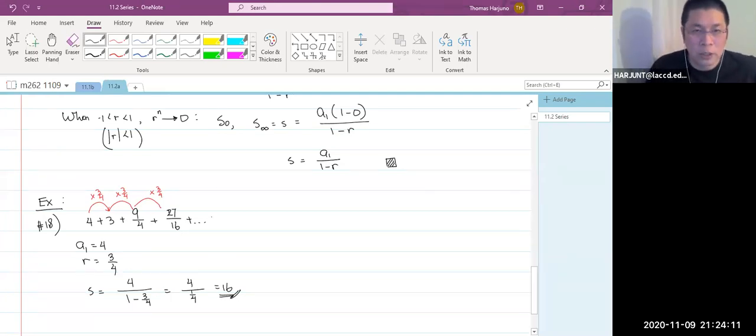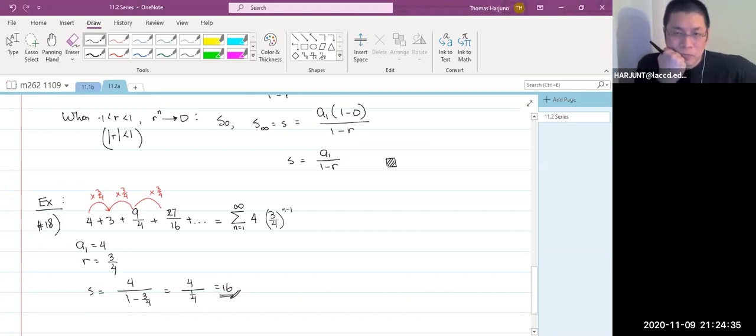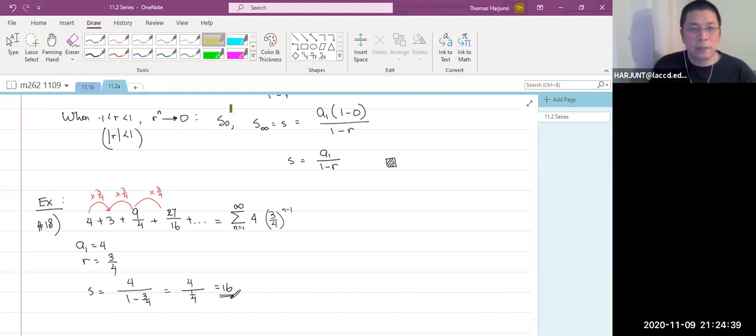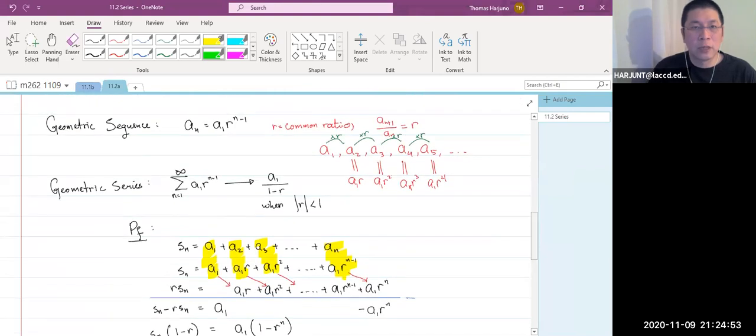Now, the challenge for you is, can you write this using summation notation of a sequence? The first term is 4. The ratio is 3 over 4, to the power of n minus 1. Notice that this is the first term, this is the ratio, and this is n minus 1. Take a look here: the first term, the ratio, n minus 1.